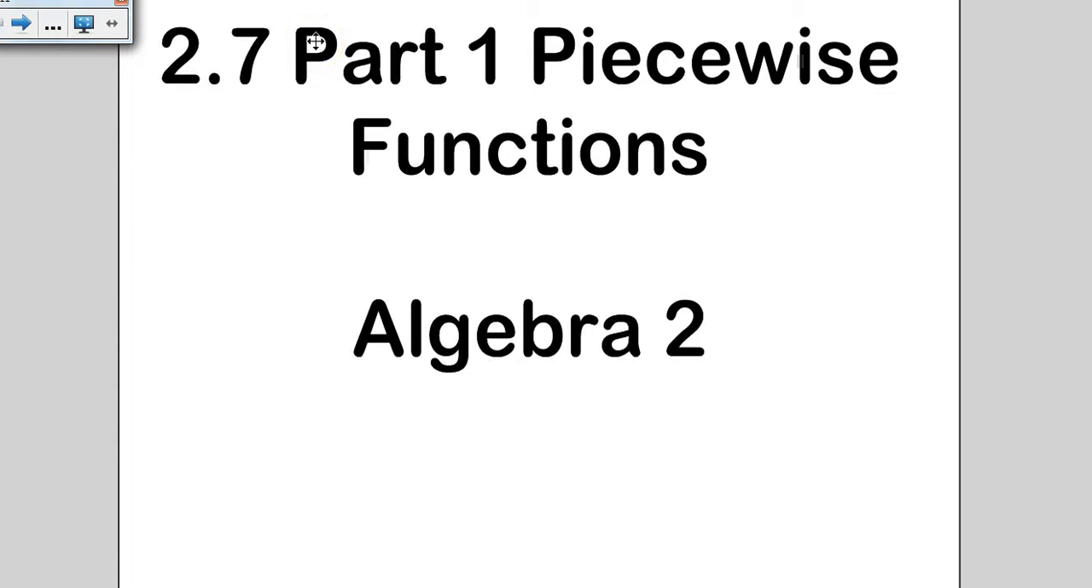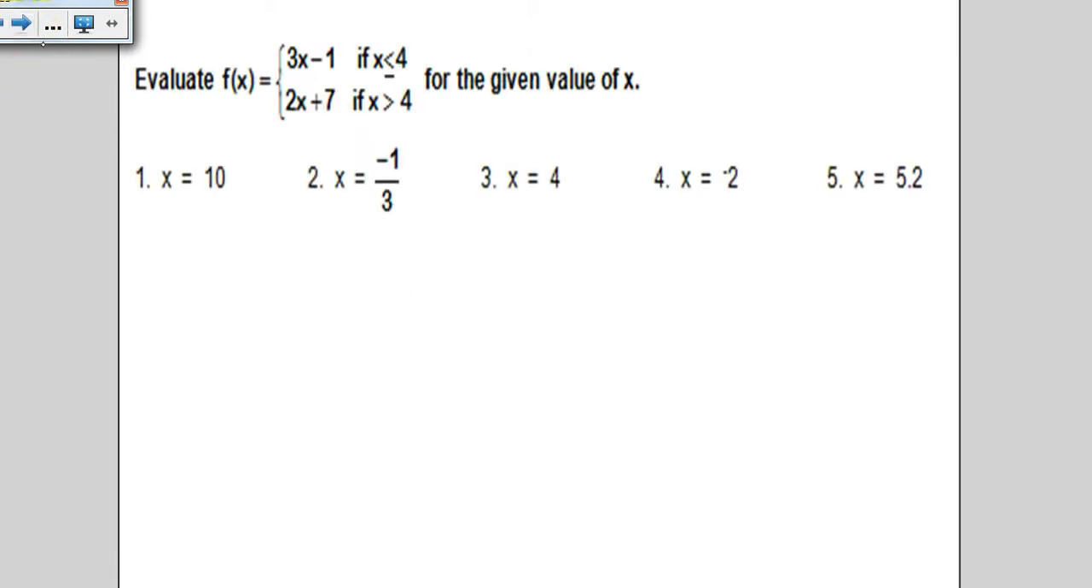Lesson 2.7 is kind of a big lesson, so we're going to break it up into two parts. The first part of 2.7 is we're going to cover what's called a piecewise function. A piecewise function is really just a function that in the middle of its domain switches to a different function. And it can do this for a couple of different sections. But first we're going to evaluate a piecewise function.